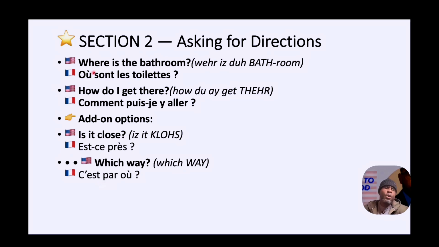Let's start over. Where is the bathroom? On dit bathroom. On ne dit pas bathroom. Où sont les toilettes? How do I get there? Comment puis-je y aller? Is it close? Est-ce prêt? Which way? C'est par où?